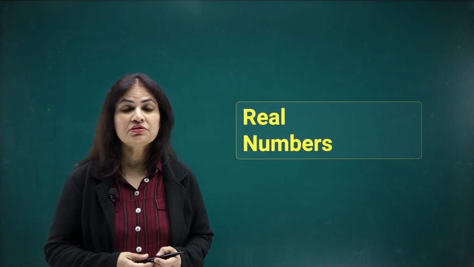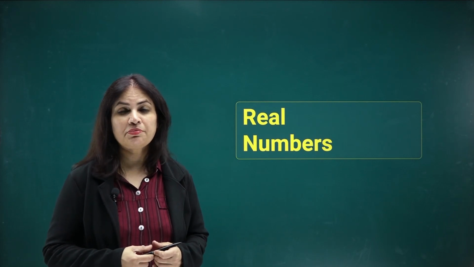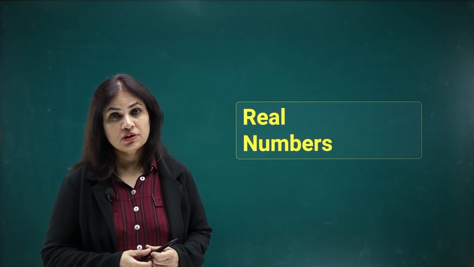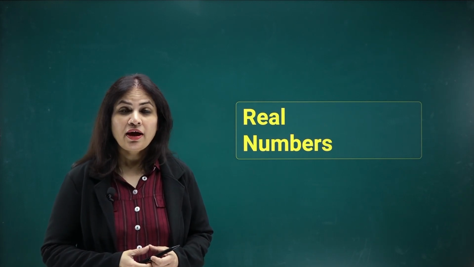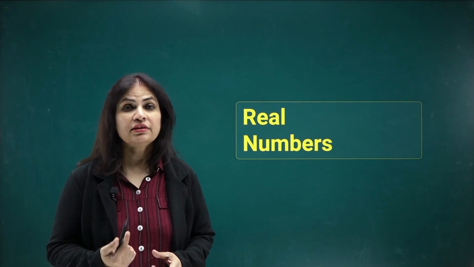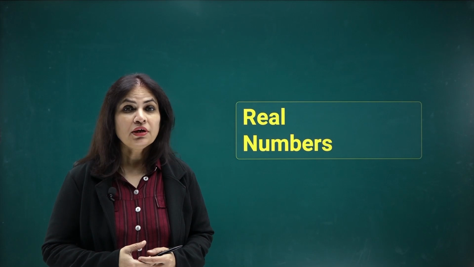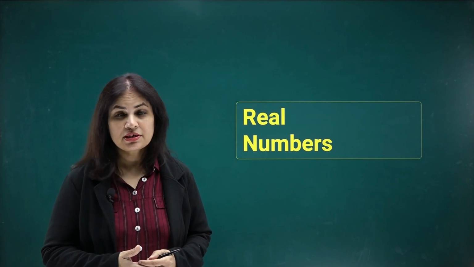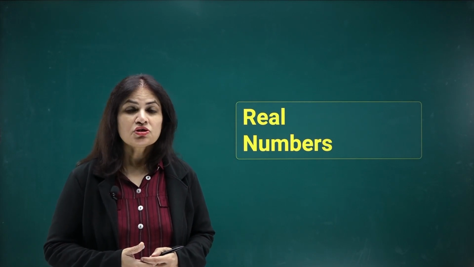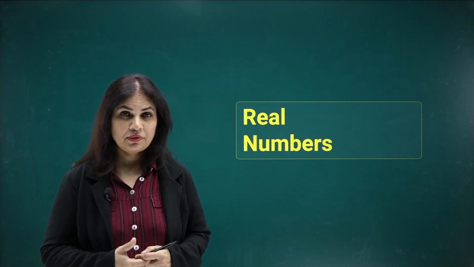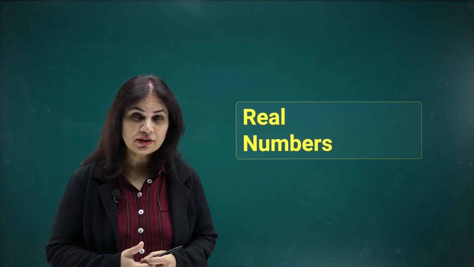We have learnt rational numbers are those which can be represented in the form of p upon q, where the denominator q is not equal to 0. On the other hand, the numbers which cannot be represented in the form of p upon q are not rational numbers, they are known as irrational numbers. So, when rational and irrational numbers are grouped together, they form a set of real numbers.